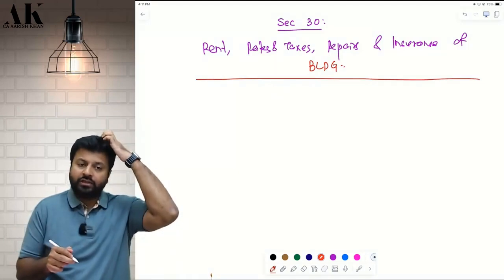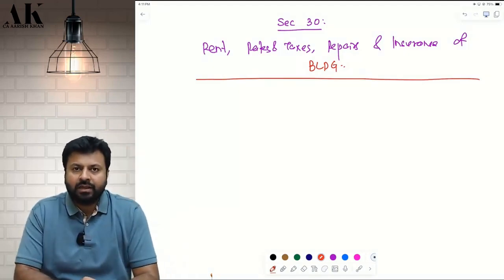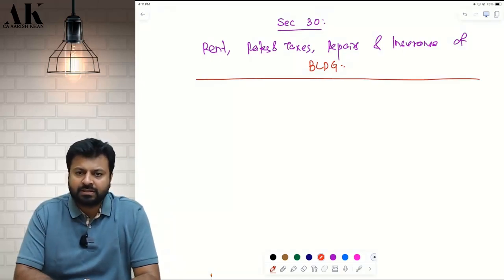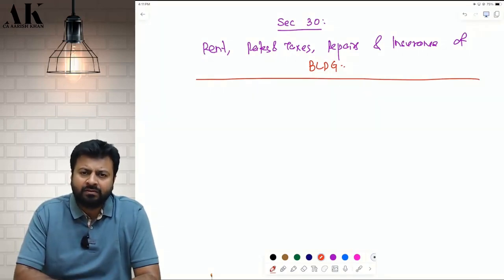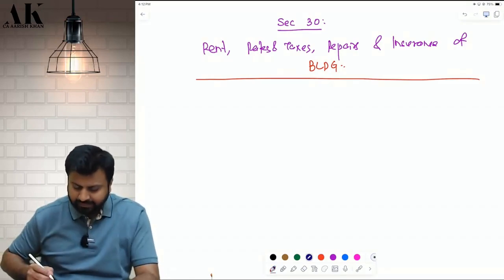If you are incurring these 4 expenses on a building, obviously the building has to be used for the purpose of business and profession. The building cannot be a personal building, obviously. That's very common sense. If a building is used for any business, any profession, this section is applicable to everybody, and in that case, you will get these 4 expenses.